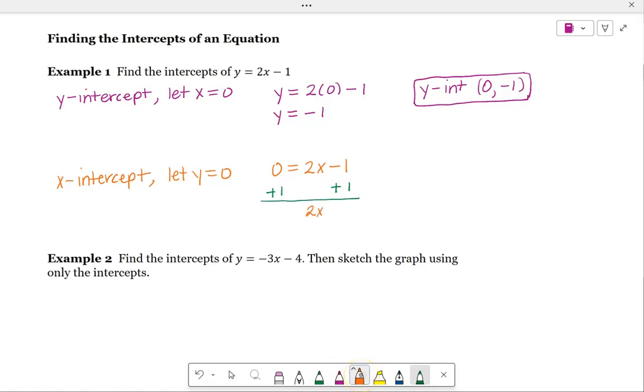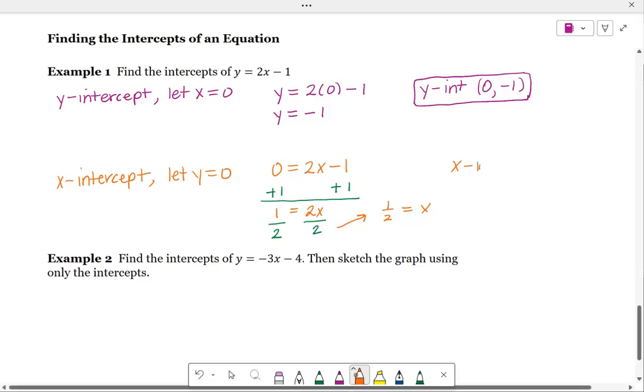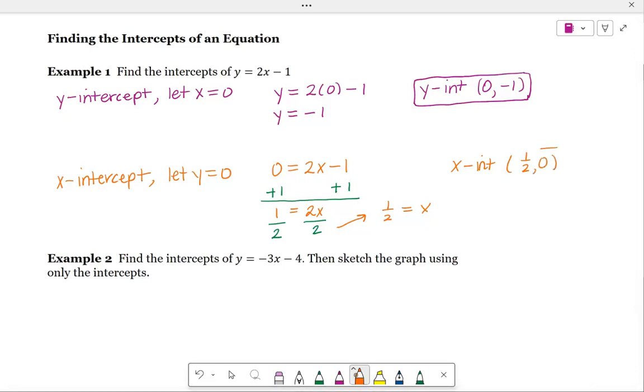So 2x is equal to 1. And then I'll divide both sides by 2. So it looks like we're getting x is equal to 1/2. So our x-intercept is going to be 1/2 for x and 0 for y.